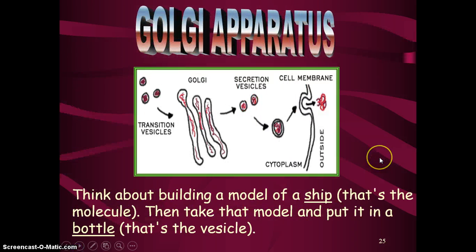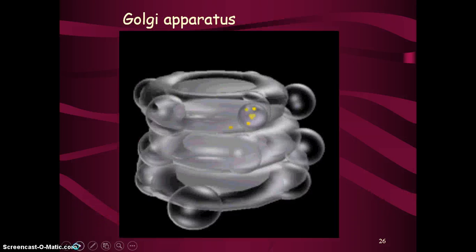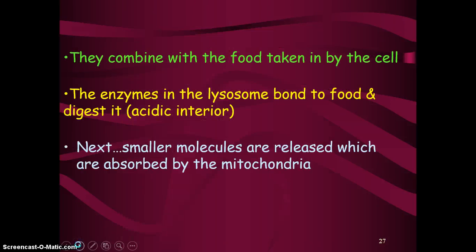So this slide tells us to think about this example as the building of a model of a ship, and that's the molecule, and then when we take that model and we put it into a bottle, that's the vesicle. So it's just packaging the proteins or things, whatever has been made for transport. This diagram is embedded and shows you how that happens, just to give you a visual of those being encased in vesicles from the Golgi apparatus.